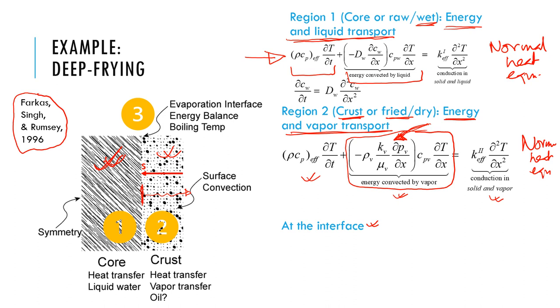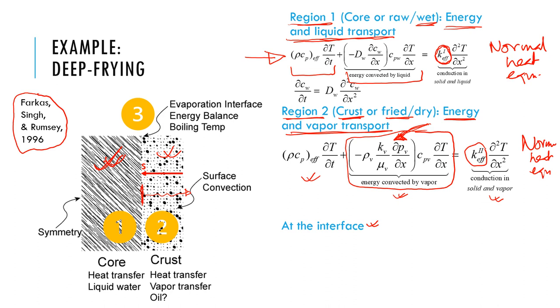Again, the properties here are effective properties. So in region 1, it's the effective thermal conductivity in that region, and likewise in region 2, it's the effective thermal conductivity in that region.